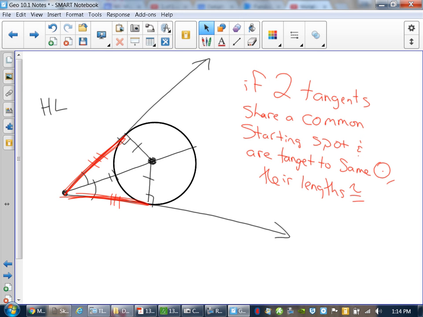Which means, just like we did before, you're going to have one- and two-step algebra problems to solve for x. And the only difference between what we have done before and what this diagram looks like is they put a circle in it. That's it. That's really it.